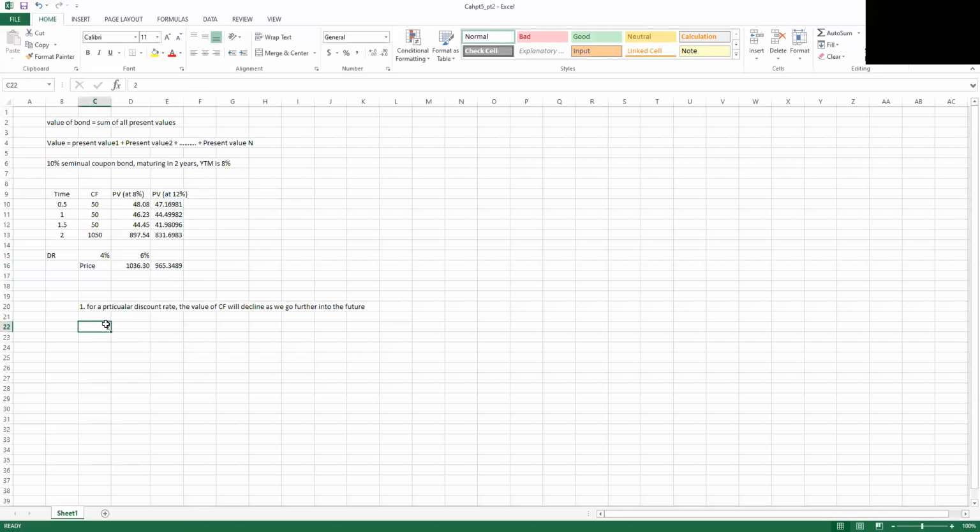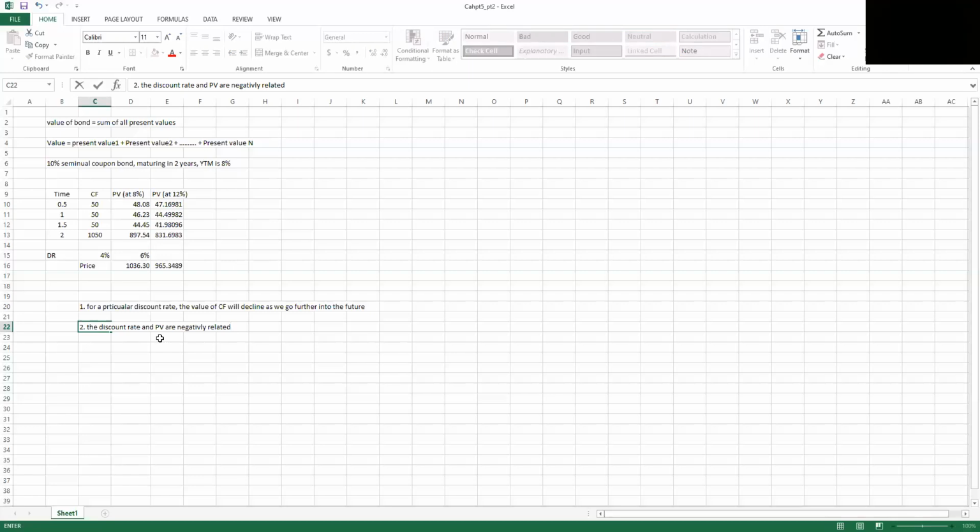So basically, the second property is that the discount rate and present value are negatively related, right? Okay, clear. It means the higher the discount rate, the lower the present value, and vice versa: the lower the discount rate, the higher the present value.